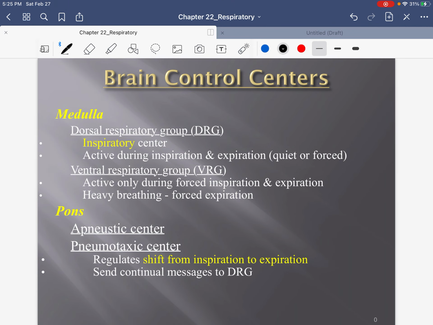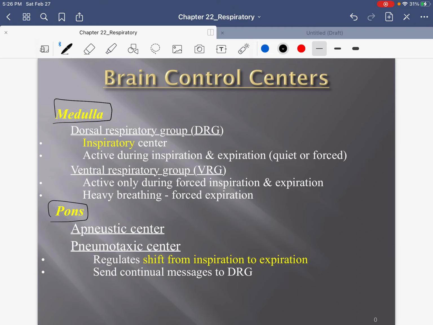I'd like you to know some of the brain control centers. I've put in yellow what you need to know, the medulla and the pons. You don't have to know the specific names. Basically what happens is we have these clusters of nuclei in the medulla and pons. And each little cluster of nuclei is responsible for overseeing a different thing. I'm trying to simplify it as best I can, which is really hard.